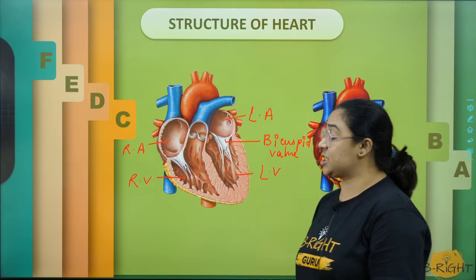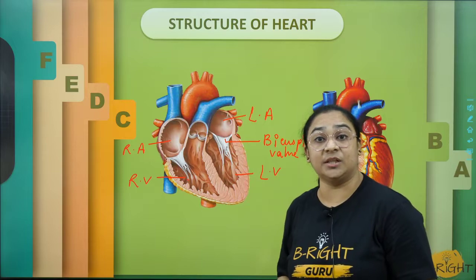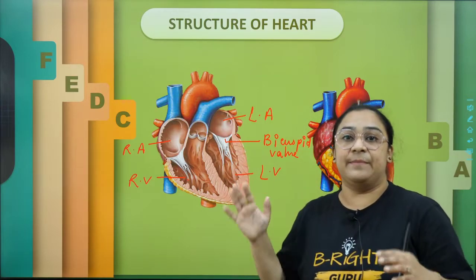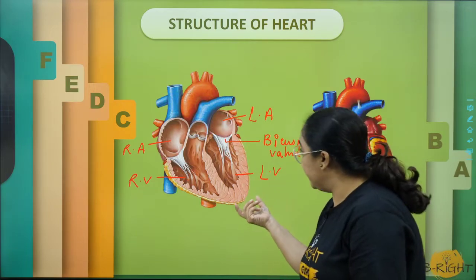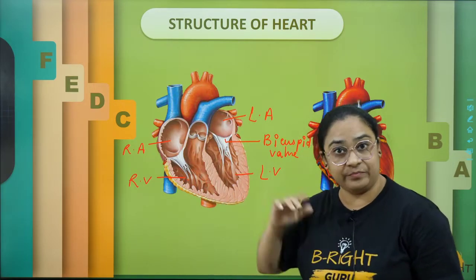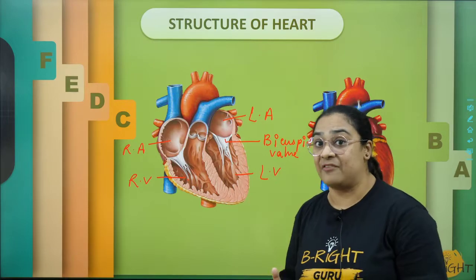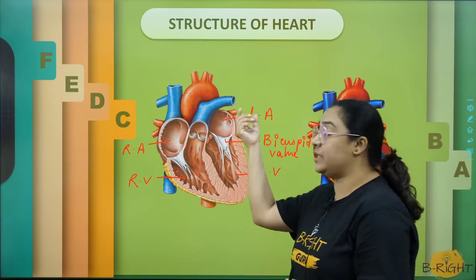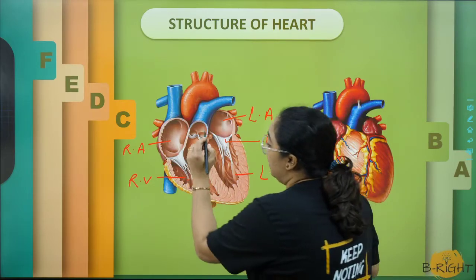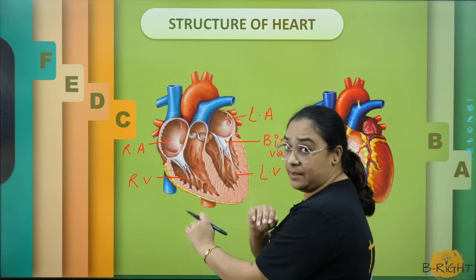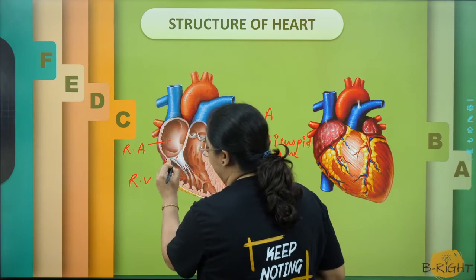Done with the location. Now what function will we note down? It's very simple: the bicuspid valve prevents the backflow of the blood from the ventricle into the auricle, that is oxygenated blood. Now the bicuspid valve is done. Now let us see the tricuspid valve.